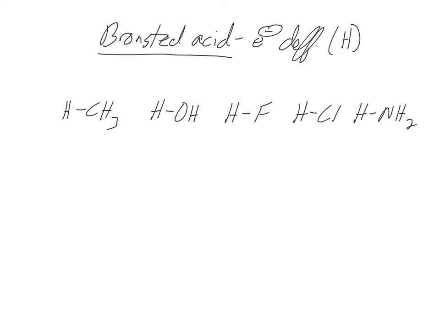As you go from left to right across the periodic table, what happens? Electronegativity increases. So if you're bonded to a more electronegative atom, that bond is going to be that much more polar. Which of these bonds is the least polar? H-CH3, the carbon-hydrogen bond. That's not a reactive bond. So I'm going to say this is 5, the weakest, least reactive acid.